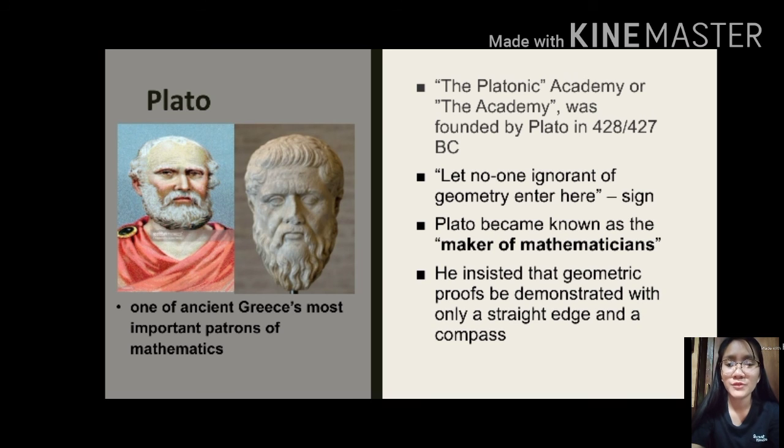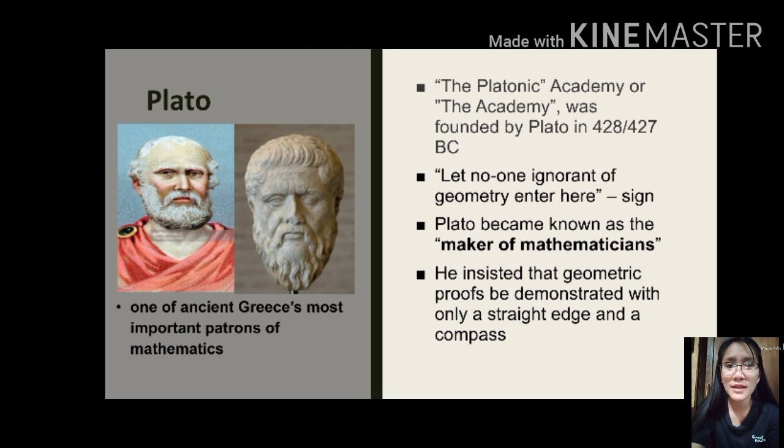Last, we have Plato. He is one of ancient Greece's most important patrons of mathematics. He was an Athenian philosopher. He founded his academy, the Academy in Athens. The sign above the academy entrance read, "Let no one ignorant of geometry enter here." He was convinced that geometry was the key to unlocking the secrets of the universe. He became known as the maker of mathematicians.